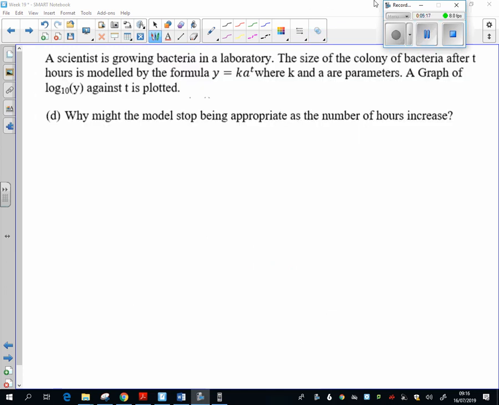And then the final question, this is a really common thing, is to ask you why the model may not be valid over a long period of time. So I would always start my answer by saying that. So, because obviously any model is not going to be accurate forever and ever and ever. So the model will not be accurate for a long period of time.